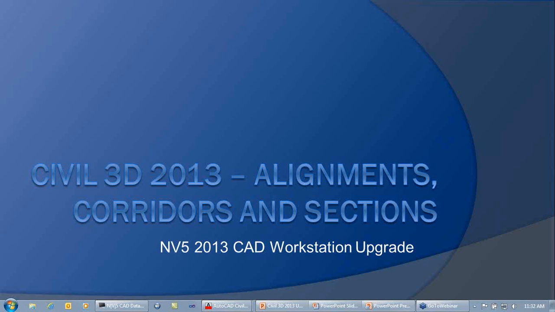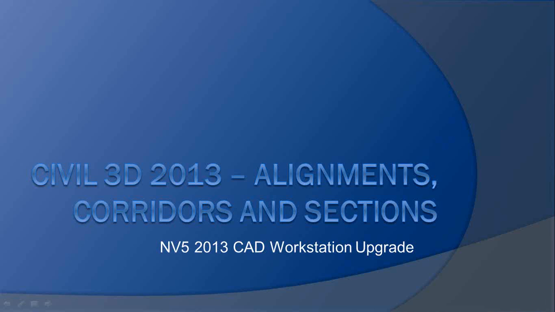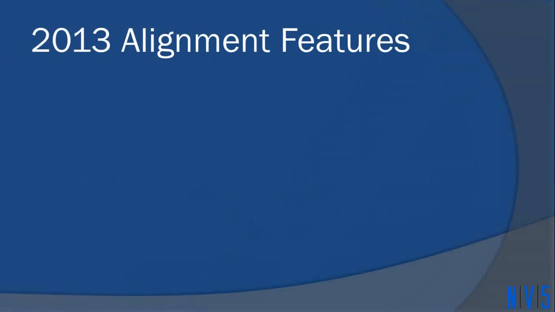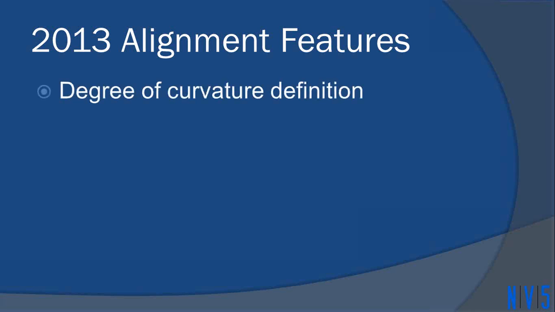Today we'll be covering alignments, corridors, and sections. I've got quite a bit here, so hopefully we can get through this. I'm going to break up the presentation into these categories, so I'm going to start off with alignments. We're going to look at just the new features for 2013, relative to 2011, so there will actually be a few things here that also came out with 12, but since we skipped 12, I thought I would include them in this presentation.